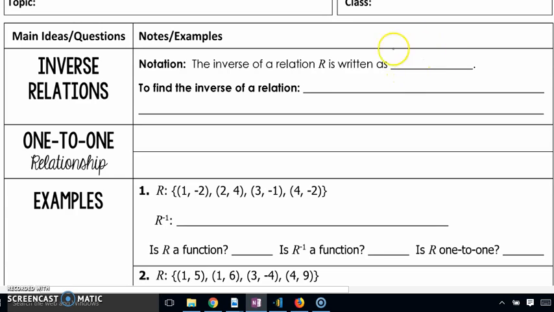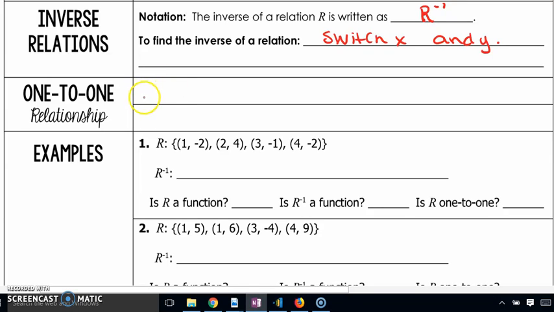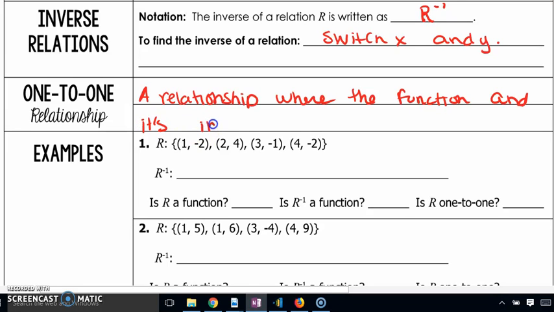So the notation that we use to show inverse relations is R^-1, which means R inverse. To find the inverse of a relation, we switch x and y. And a one-to-one relationship is a relationship where the function and its inverse are functions.